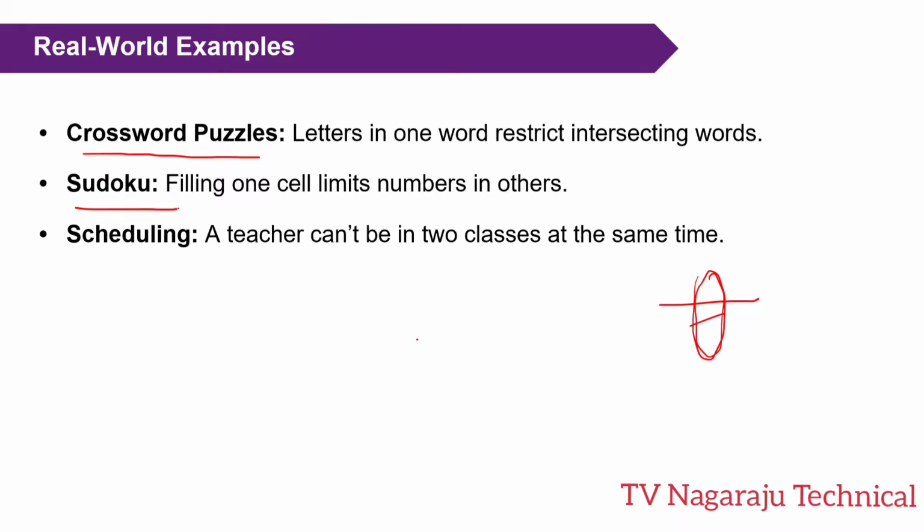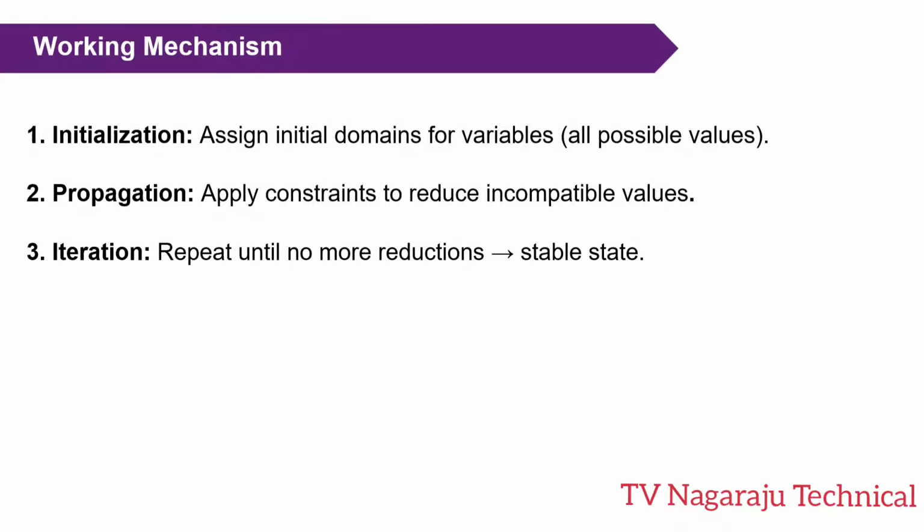Suppose Sudoku. If I fix one number in a box, automatically it reduces the remaining cells' values. And scheduling: if a teacher is in one class, it is not possible for him to be available in another class. That means based on the constraints, the number of possible combinations is reduced. Now the question is, how do we apply these constraints?